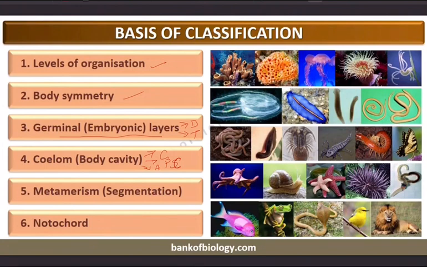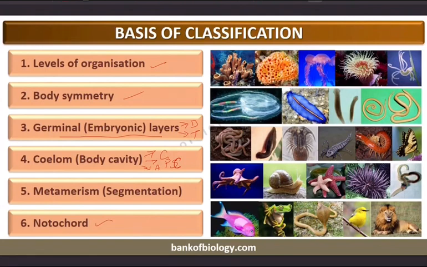And then comes the last one, that is presence or absence of notochord. The notochord is a mesodermally derived rod-like structure formed on the dorsal side during embryonic development in some animals.